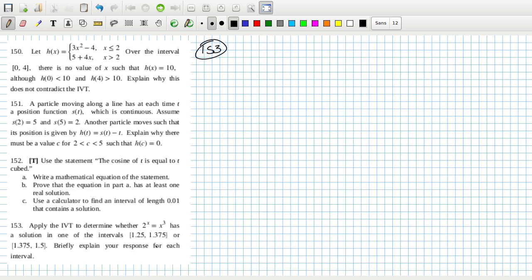Apply the IVT to determine whether 2^x equals x cubed has a solution in one of the intervals. Briefly explain the response. Okay, so let f(x) equal 2^x minus x cubed. f of 1.25 and f of 1.375. f of 1.25 equals 2 to the power 1.25 minus 1.25 cubed. So that's 0.425.